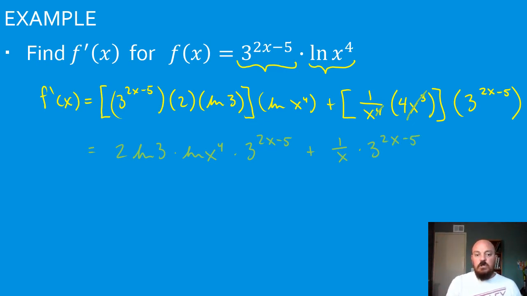Now at this point, or actually you could have noticed this on the very first step, you have a common term, that 3 to the 2x minus 5 here or here. You might want to factor that out. And then what you get is 2 natural log of 3 times natural log of x to the fourth plus 1 over x. I'm going to leave that. We could maybe clean that up a little bit more. You could take care of that 1 over x, but I'm just going to leave it at this point. You guys get the idea, though. That was product rule, which you know how to do. We've done that. But it has an exponential derivative within it.